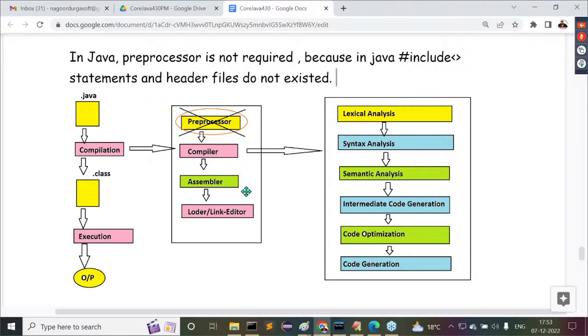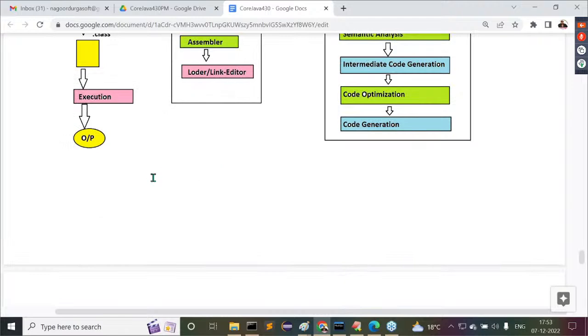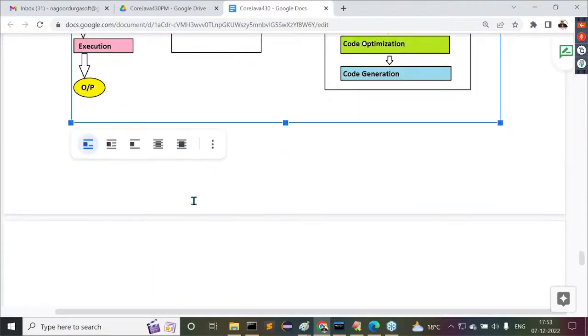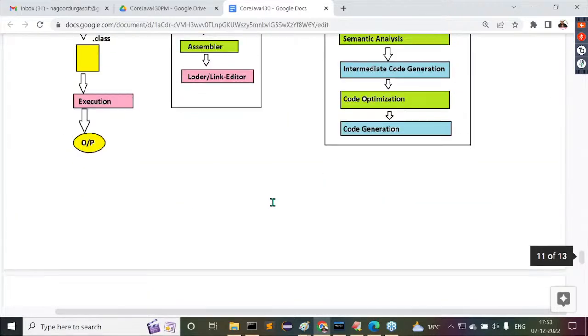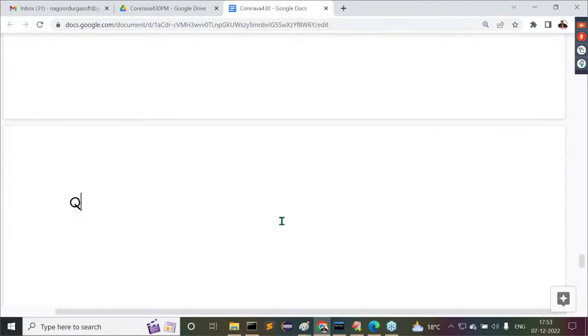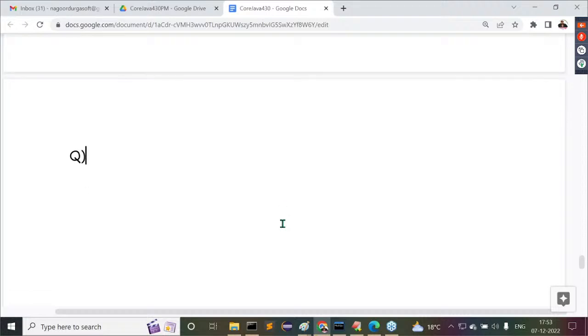Are all of you getting clarity or not? Okay, fine. This is one point, guys. Next, after completion of this, we have one important interview question. Everybody must understand this question.